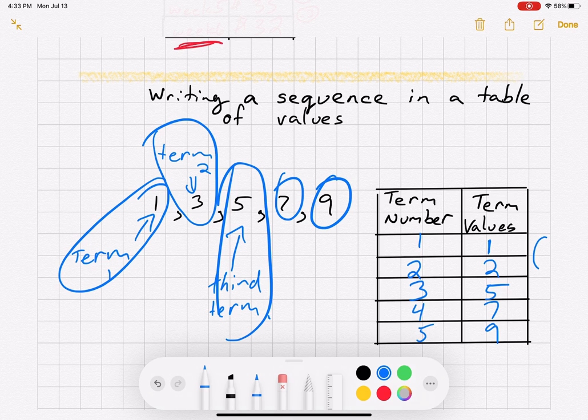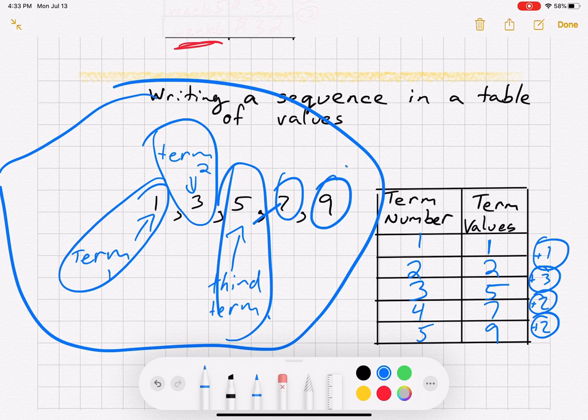Okay, and then you just check to see how they changed in between. So this one, I added 1 here. Okay, I added 3 here. I added 5. That's 2. And this is not a repeating sequence. Okay, but this is how I would put these into the table of values.